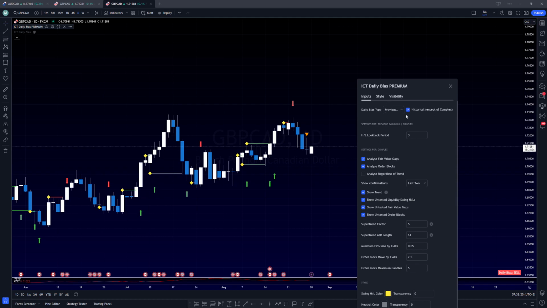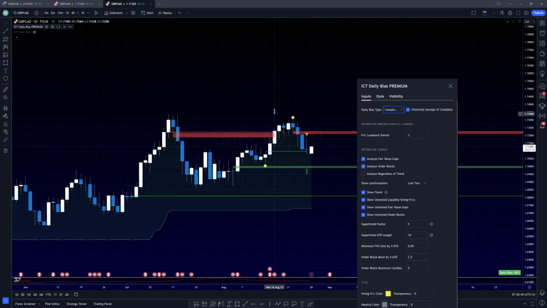So this is by previous weekly high low, and the most complex and the best one is this complex one, but it only works on the 1 day or lower time frames. So do not use it on the weekly or something like that. This one is the best because it can show you a more complex market direction, because it also analyzes the fair value gaps or the blocks, and by default it analyzes swing highs and swing lows.